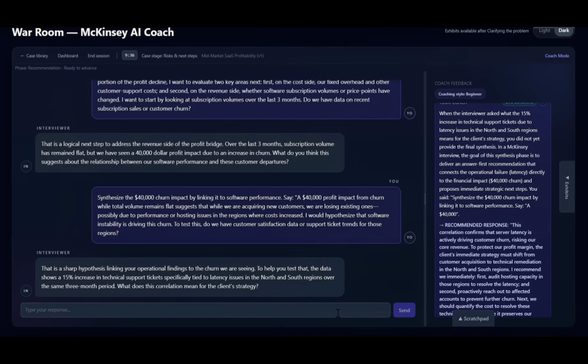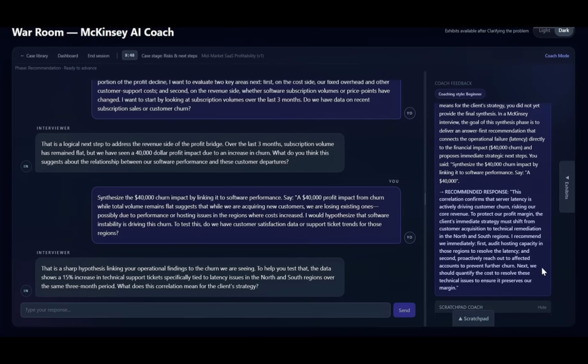All right, now, the data shows a 15% increase in technical support tickets, specifically tied to latency issues in the North and South region over the same 3-month period, which already tells us that we need to improve our client strategy. So in the North and South region, where we've seen an increase in cost, we have performance issues, which shows us that there's a correlation between server latency, cost, and customer dissatisfaction.